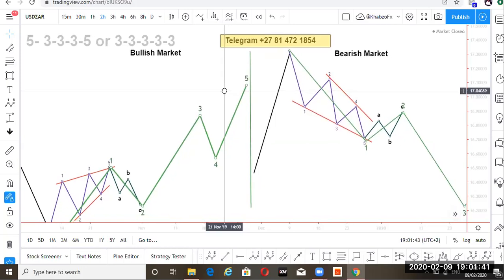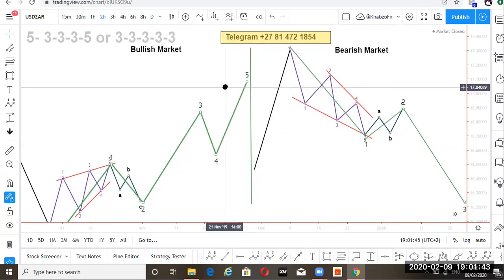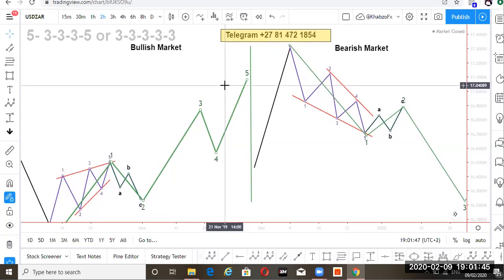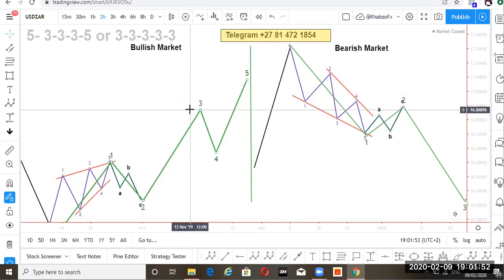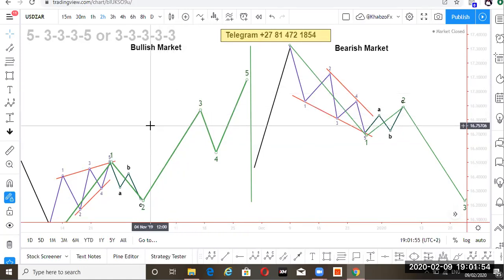Then you should be able to learn these types of chart patterns in terms of wave theory, and also price action in general.